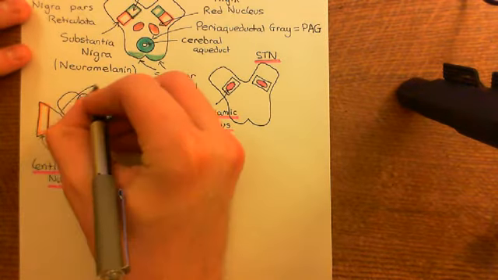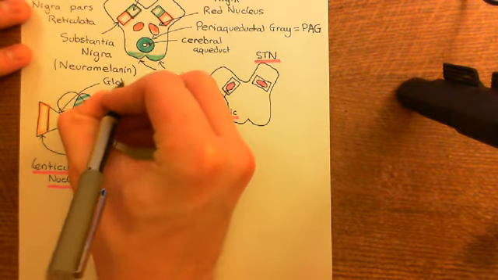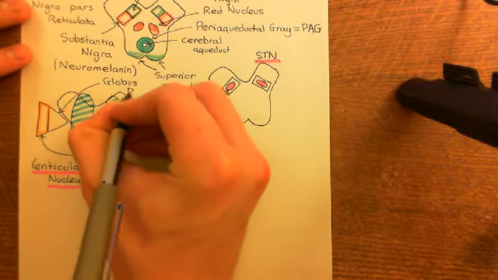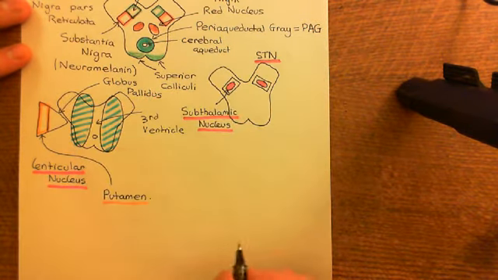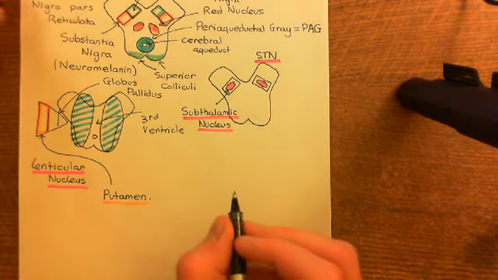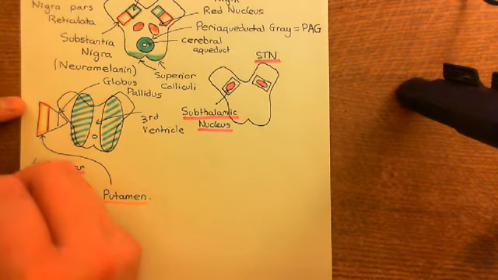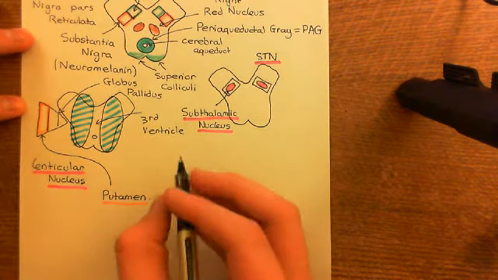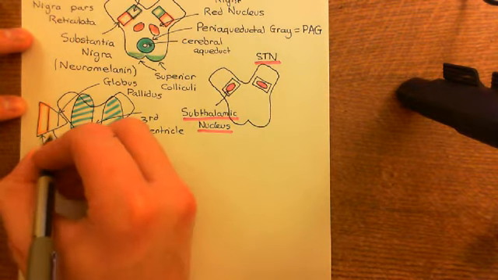Then this more medial portion here, this is known as the globus pallidus. I want to make sure I spell pallidus correctly. It's double L. So you can further divide the globus pallidus into two separate portions: an external globus pallidus that is more lateral, and an internal globus pallidus that's more internal, more medial.